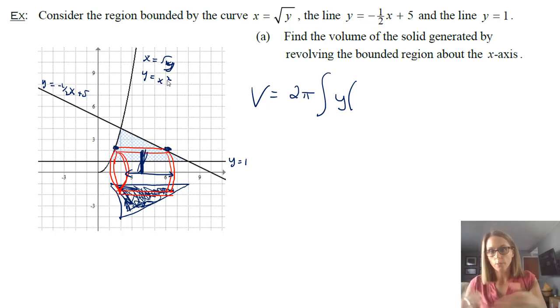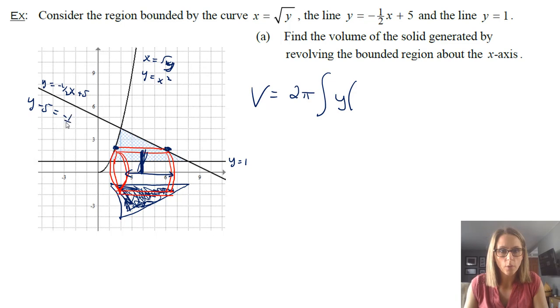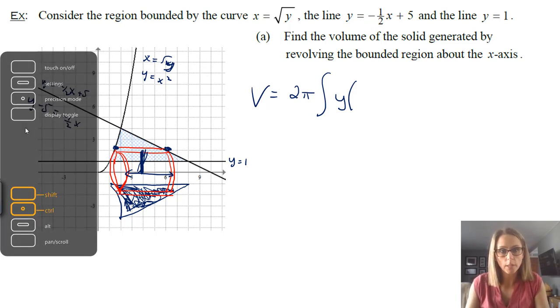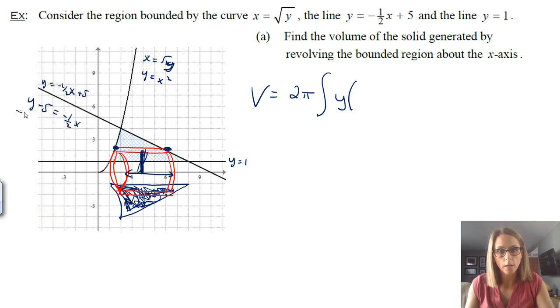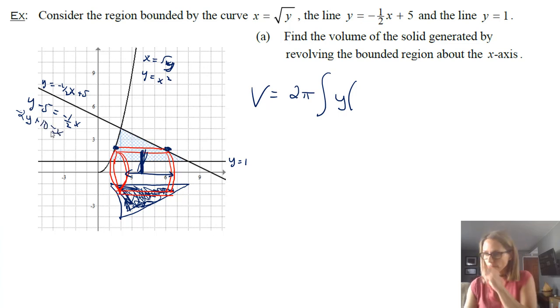We already have one because we have x equals the square root of y. We would also need y minus 5 equals negative 1/2 x. Then if we multiply through by negative 2, that's going to give us negative 2y plus 10 equals x. All right, so now we know what x is equal to.